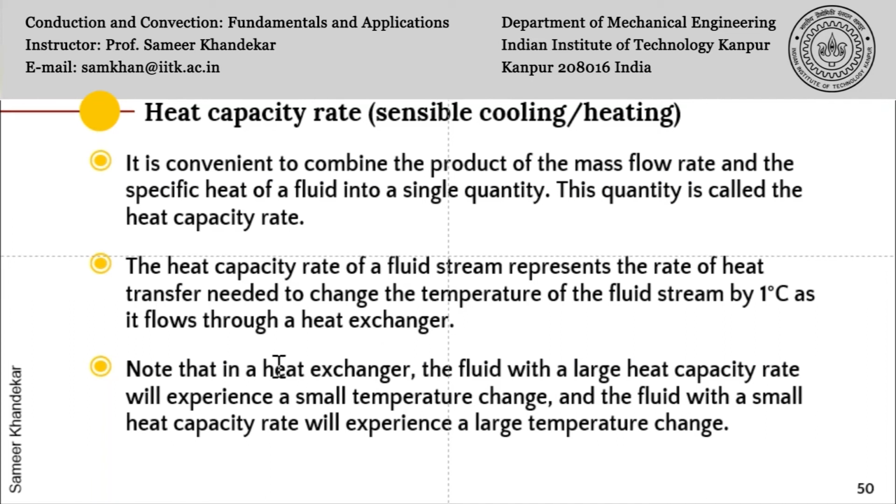So what will happen now? Suppose we are comparing the heat capacities of the hot fluid and the cold fluid. Naturally, for a heat exchanger, the fluid with a large heat capacity rate will experience a small temperature change, because its thermal inertia is very high. The m dot is high, the Cp is high, or the multiplication of the two, which is the heat capacity rate, is high, and therefore it experiences a smaller delta T.